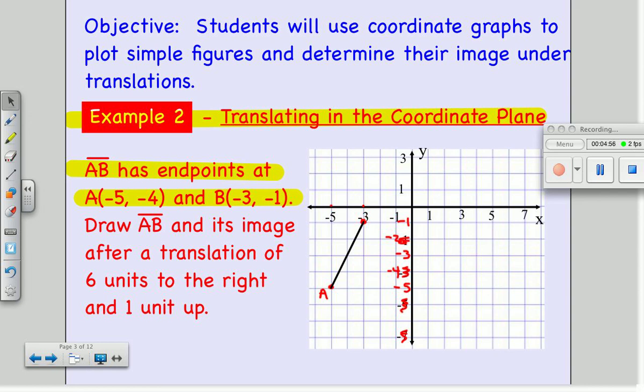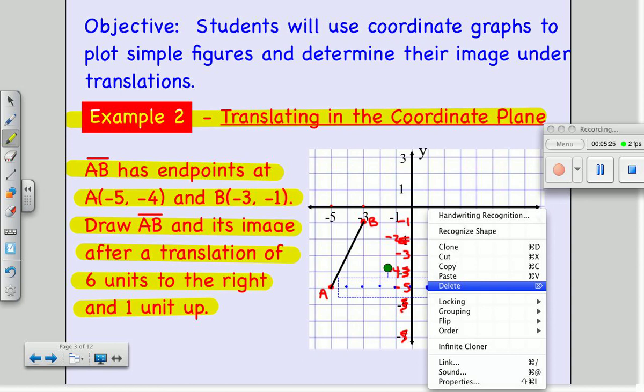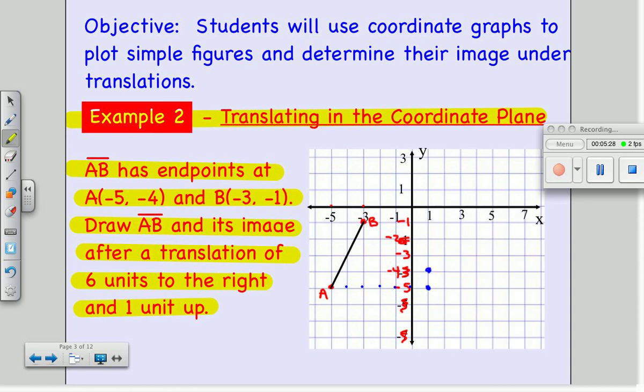Now what they want me to do is draw AB and its image after a translation 6 units to the right, 1 unit up. So I'm going to do that in blue. So starting with A, so this is B. So starting with A, I'm going to start here. 6 units to the right. 1, 2, 3, 4, 5, 6 units to the right, and 1 unit up is here. Okay? So let me erase these just so that you don't get confused.